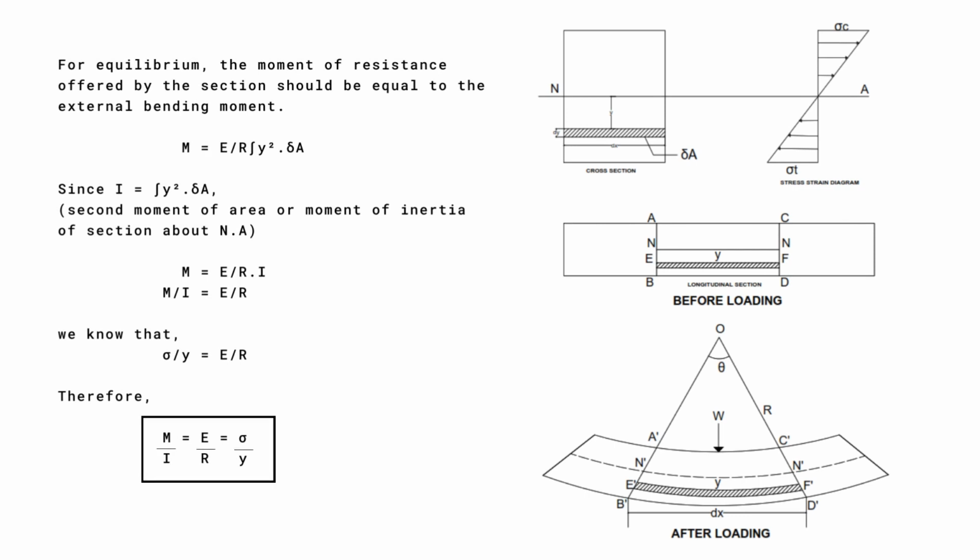For equilibrium, the moment of resistance offered by the section should be equal to the external bending moment. M equals E by R integral of y squared multiplied by delta A. Since I equals integral of y squared multiplied by delta A, the second moment of area or moment of inertia of the section about the neutral axis, M equals E by R multiplied by I, so M by I equals E by R. We know that sigma by y equals E by R. Therefore, M by I equals E by R equals sigma by y. This equation is known as the bending equation, Bernoulli-Euler equation, or flexural formula.